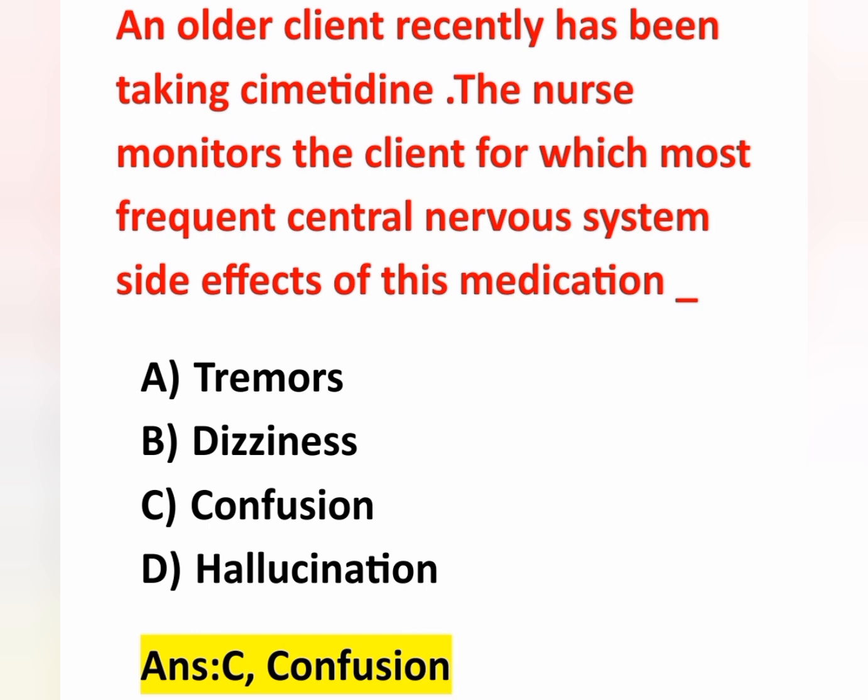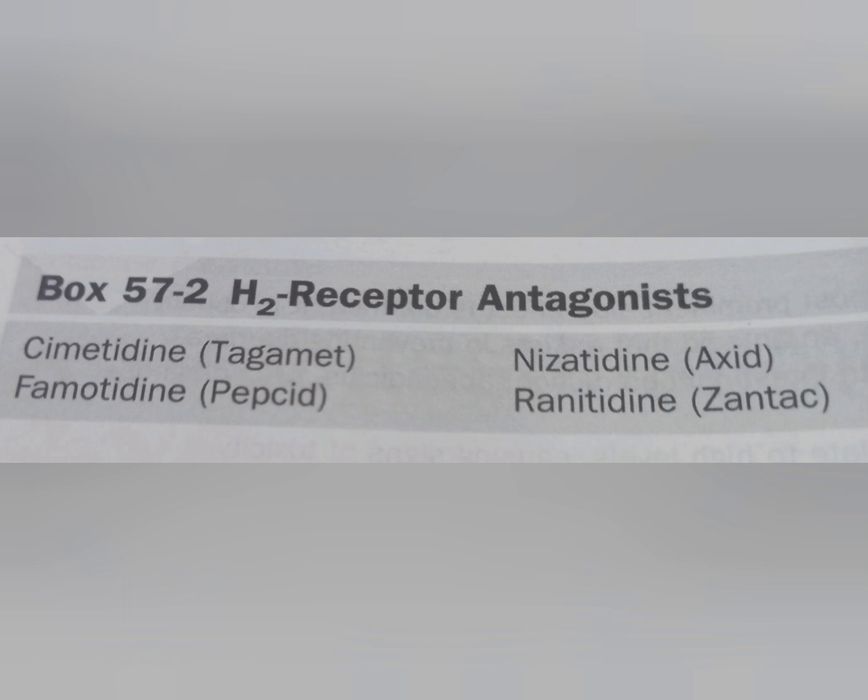And the remaining options, tremors, dizziness, hallucination, are some less common central nervous system side effects, but the most common central nervous system side effect is confusion. The other side effects include headache, dizziness, drowsiness, or some others. Other examples of H2 receptor antagonists include cimetidine, nizatidine, famotidine, and ranitidine.